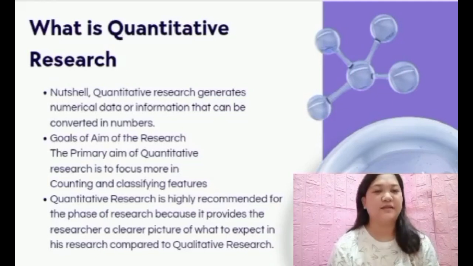The first bullet is that it is natural quantitative data. It is classified as numerical data. At the same time, it can provide information that can be used or converted as a number.